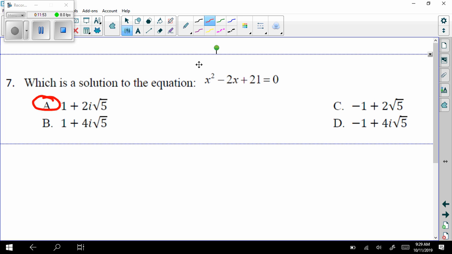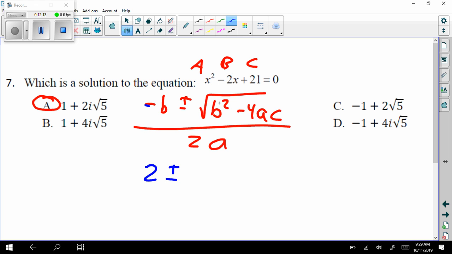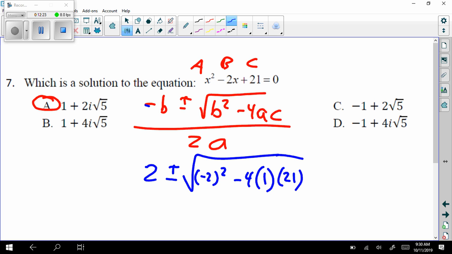If you were doing this by hand instead of a calculator, all you do is the quadratic formula like we did on number 1. This is A, this is B, this is C, same sort of thing. So negative B plus or minus square root. So negative 2 makes positive 2. B squared, that's negative 2 squared. A is 1, C is 21. 2 times A is 1, so that's a 2 there.